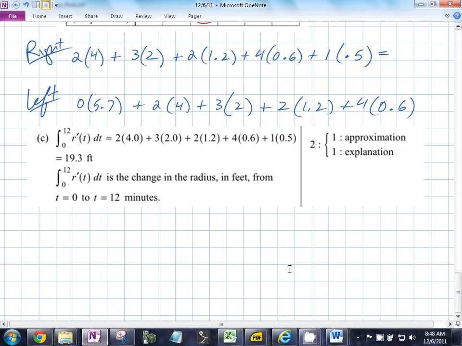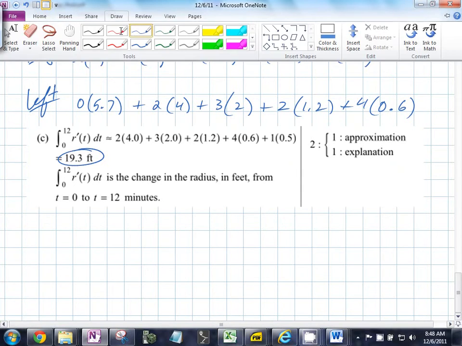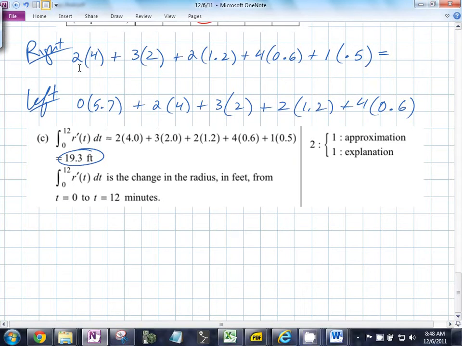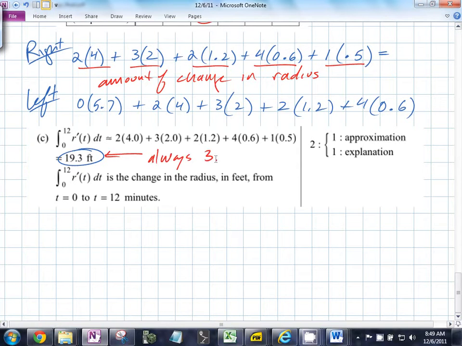So what is it? It's the change in radius in feet from 0 to 12 minutes. Each one of these things represents an amount of change in radius. I'm assuming they want an exact answer like 19.3. Yes, to 3 decimal places. And if it's zeros, you can drop it. Does that make sense, everybody? You could put 0, that's fine. But this is important: change in radius from 0 to 12.